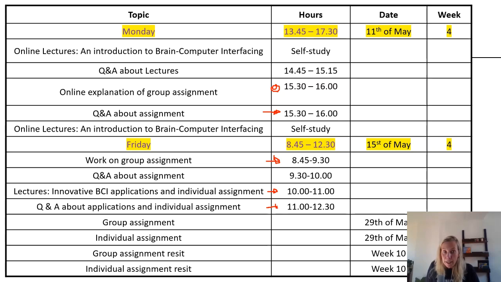You have to hand in the group and the individual assignment on the 29th of May, and I will look at them then. There will also be a resit of the group assignment if you have an insufficient grade. And also for the individual assessment, you can redo that in a resit. I hope this was clear to all of you.